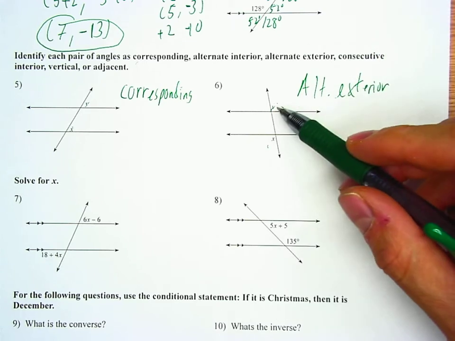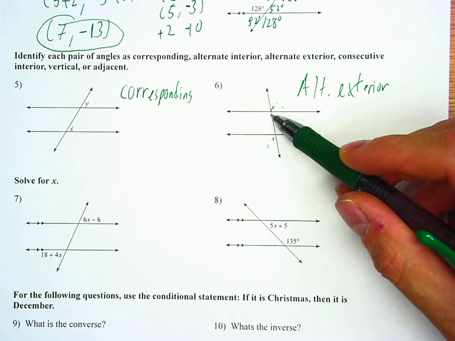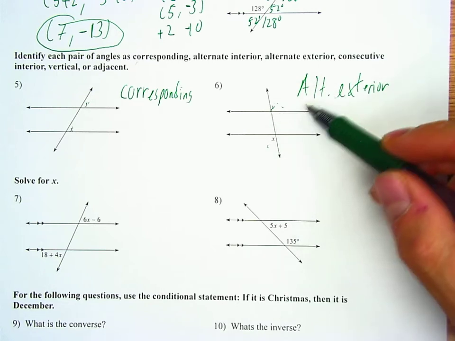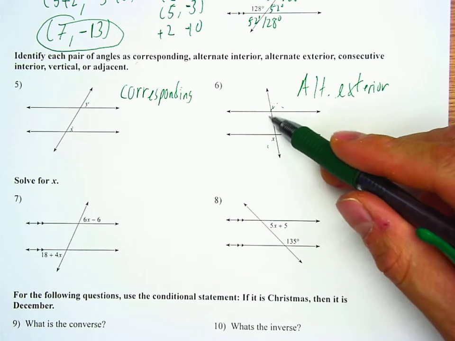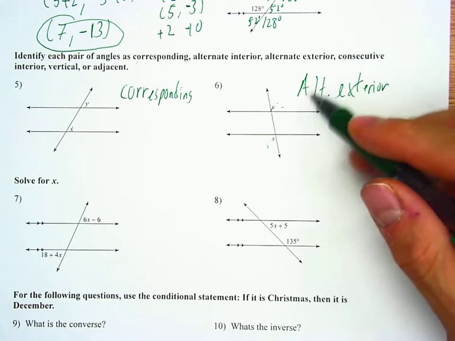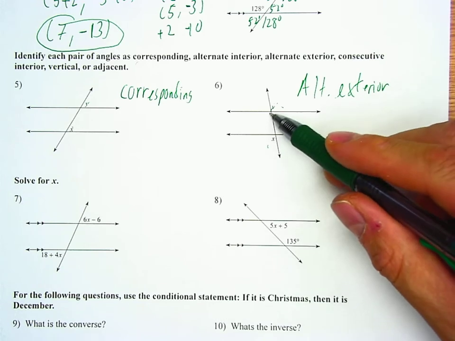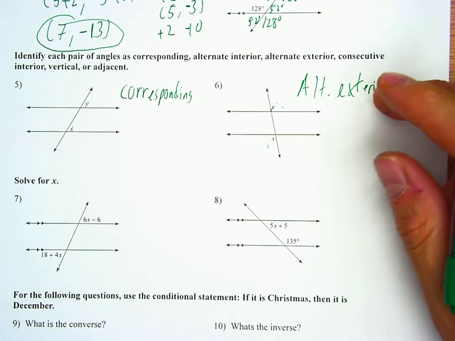And when I'm looking at this, if the y, instead of being here, if the y was here, that would be corresponding to the x. Now if the x and the y were both inside here on the same side, they would be consecutive interior, same side interior. And if they were opposite sides, if the y was here and the x was here, that would be alternate interior, alternating sides interior.